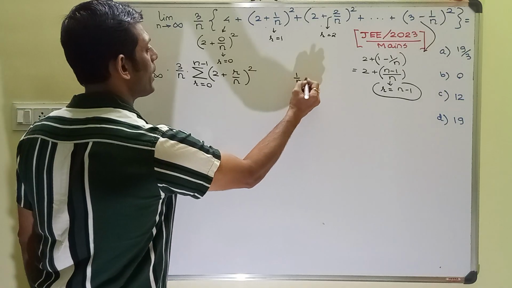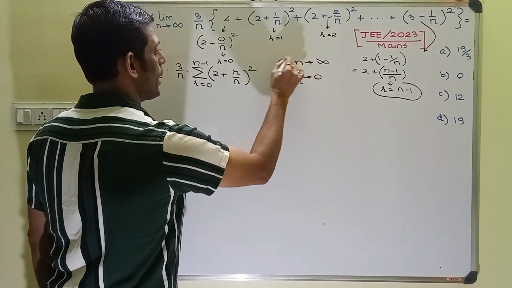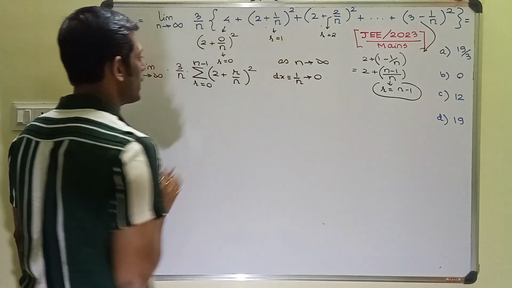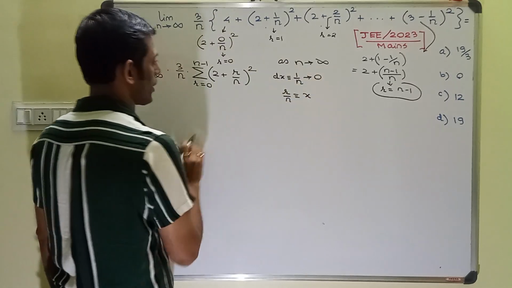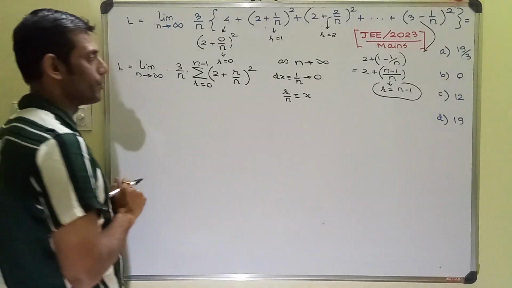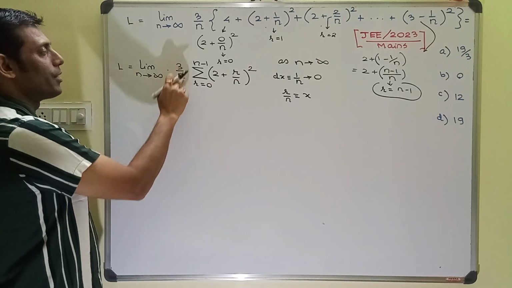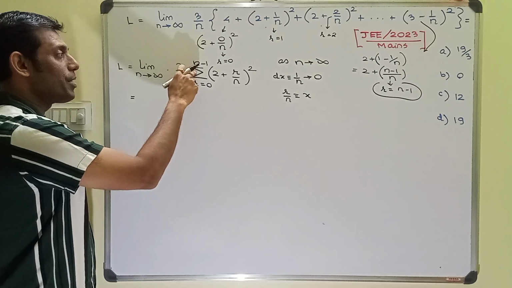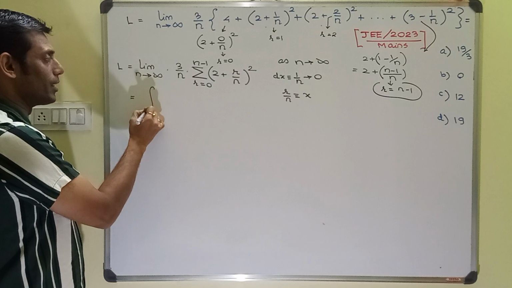And when n tends to infinity, we can say that 1 by n tends to 0. Therefore, this can be written as equal to dx. Whereas r by n can be written as equal to x. When this limit n tends to infinity, this 1 by n tends to dx. This summation and this limit together convert to an integral.